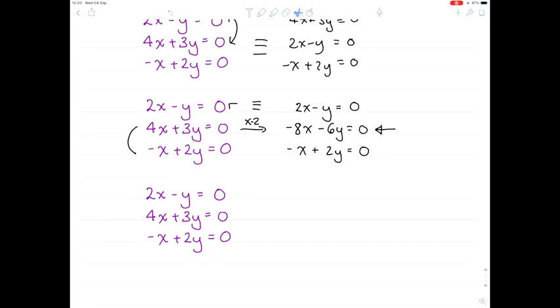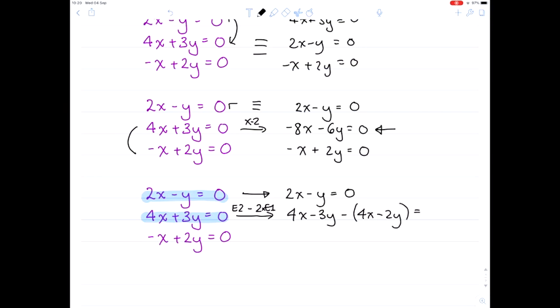So suppose I'm going to work with these two rows. What this is saying is that I can leave my first equation the same. My second equation, I'm going to call this equation 2 minus, let's say, 2 times equation 1. So that's going to give me equation 2, 4x minus 3y, minus, and I want 2 times equation 1, so that's going to give me 4x minus 2y. And then I need to do the same thing on the other side.